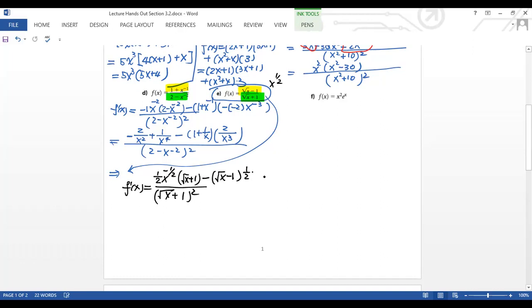So this is 1/2, right? And then here, what is here? x to the negative 1/2, correct? All right. Now that you can simplify a little bit, so this is (x + 1) squared.